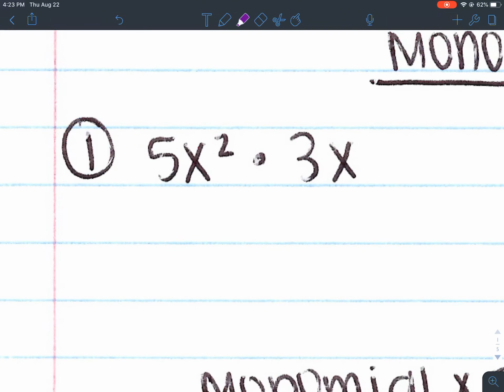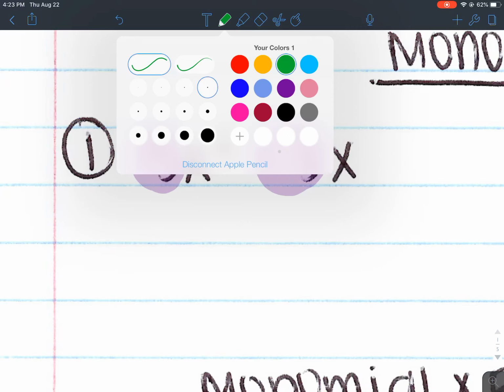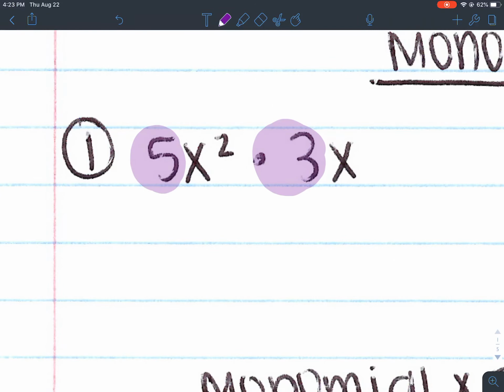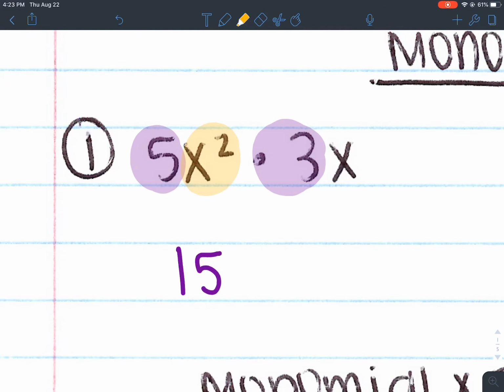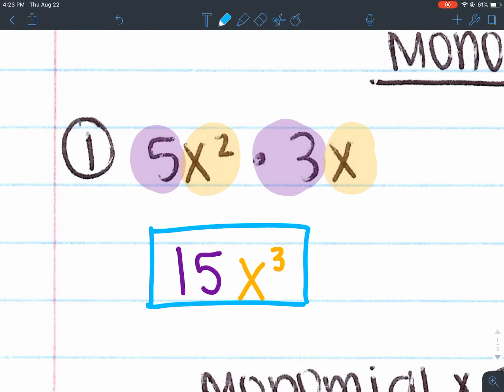So let's go ahead and go to number 1. This is all multiplication. 5 is being multiplied to x squared, and we're multiplying that by 3 times x. So this is all multiplication. 5 times 3, well, I can actually multiply those because those are like terms, right? So 5 and 3 are the same, so I can do 15. And then x squared times x, well, what is that? That's going to be x cubed. Actually, let's do blue. I like blue. Okay, so 15x cubed. That's what we have as our simplified thing.